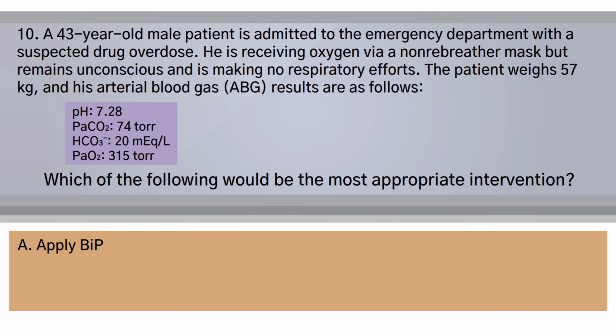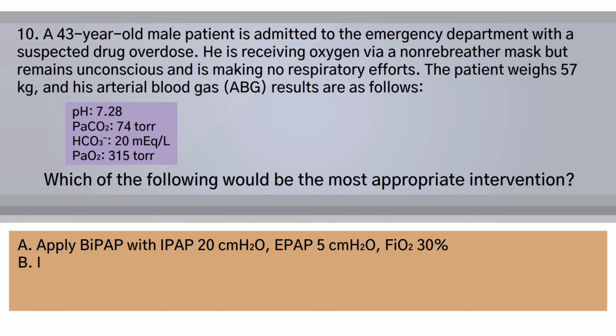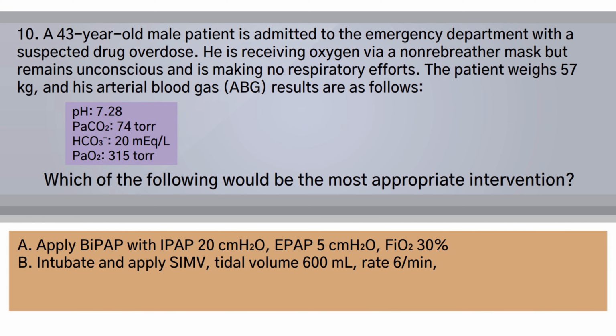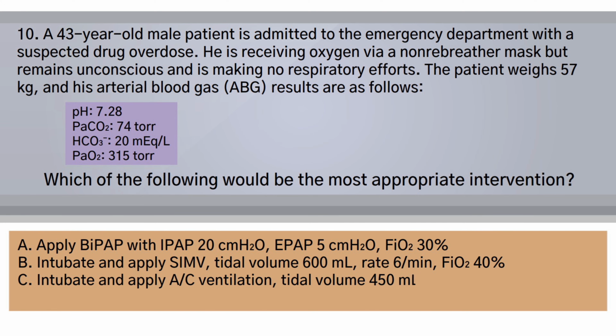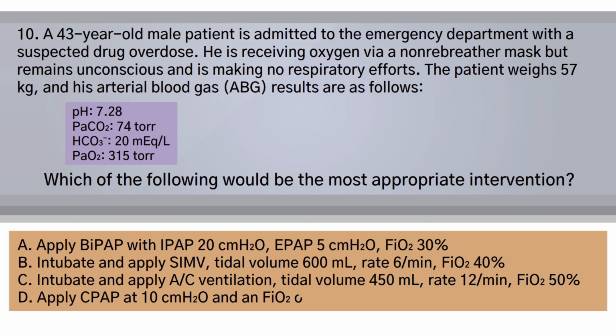A. Apply BiPAP with an IPAP of 20, an EPAP of 5, and an FiO2 of 30%. B. Intubate and apply SIMV with a tidal volume of 600 milliliters, rate of 6 breaths per minute, and an FiO2 of 40%. C. Intubate and apply assist control ventilation with a tidal volume of 450 milliliters, rate of 12 breaths per minute, and an FiO2 of 50%. D. Apply CPAP at 10 and an FiO2 of 100%.